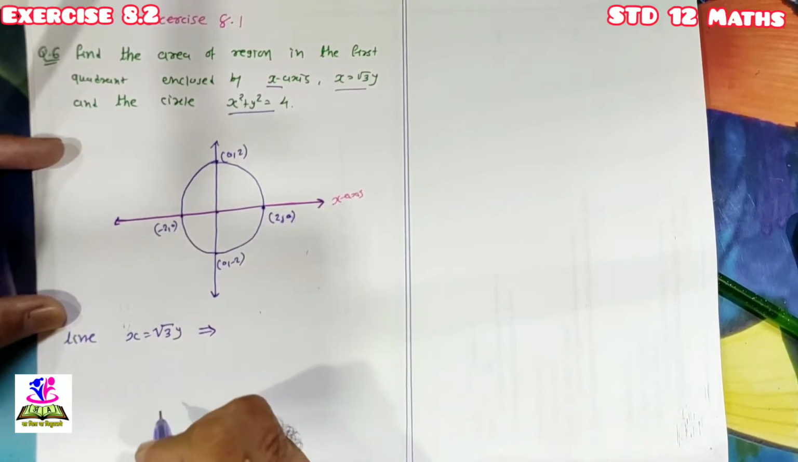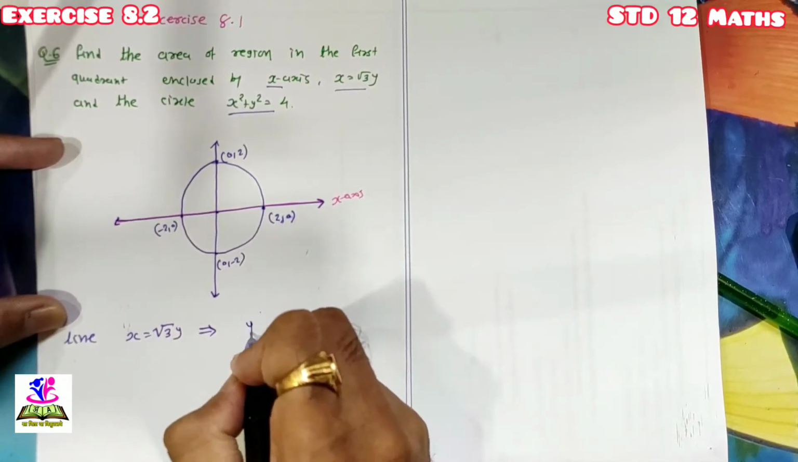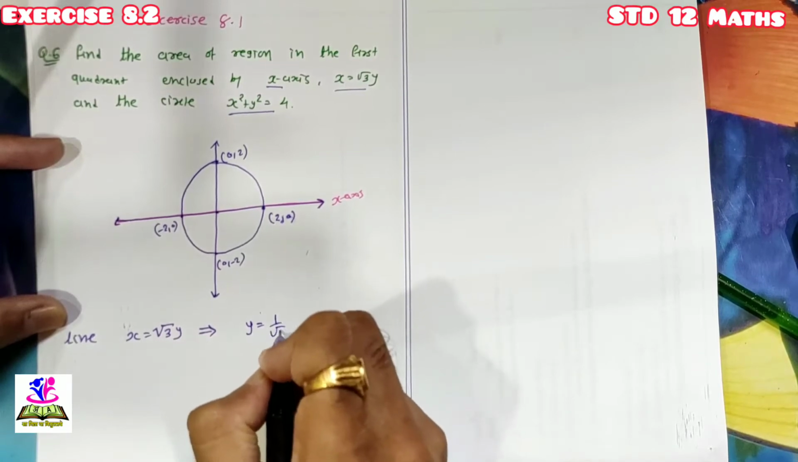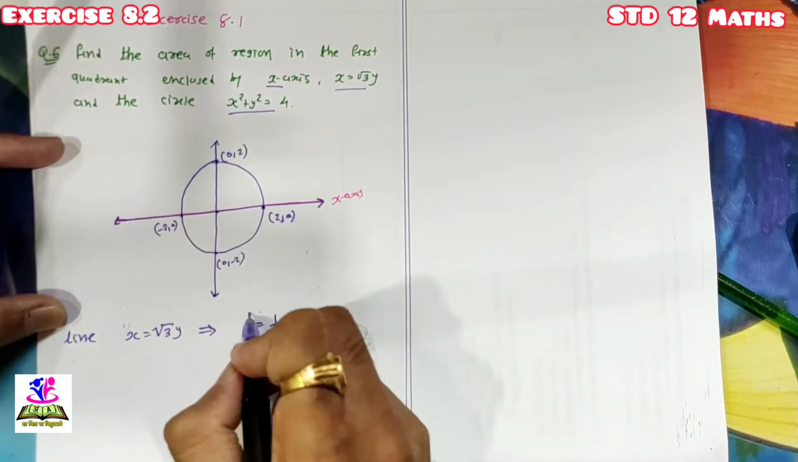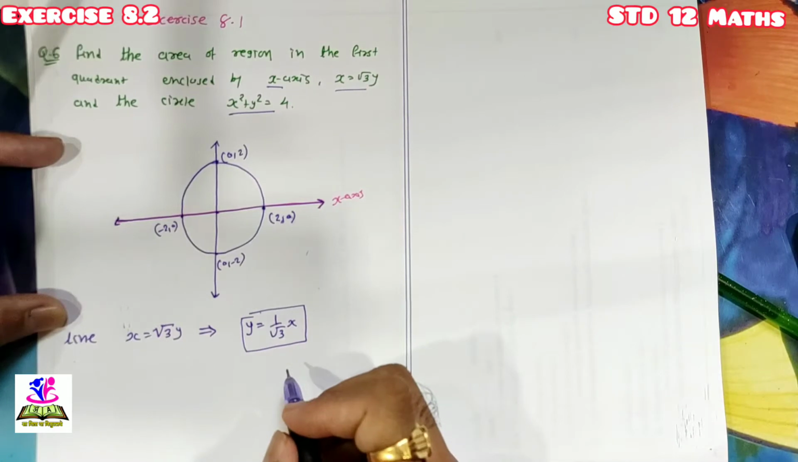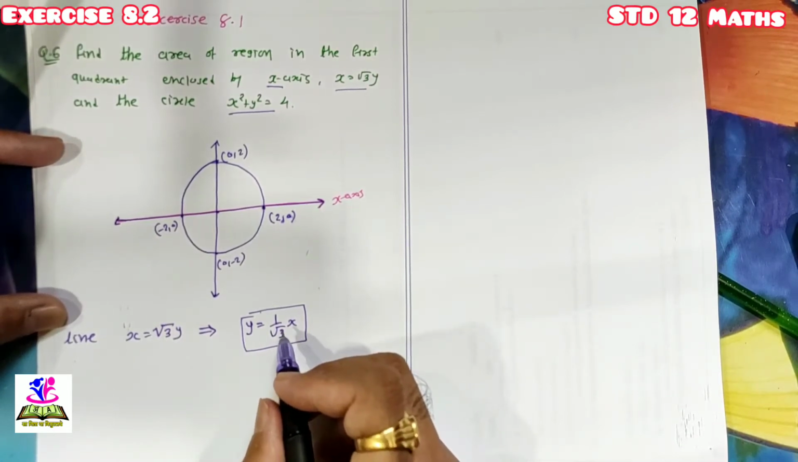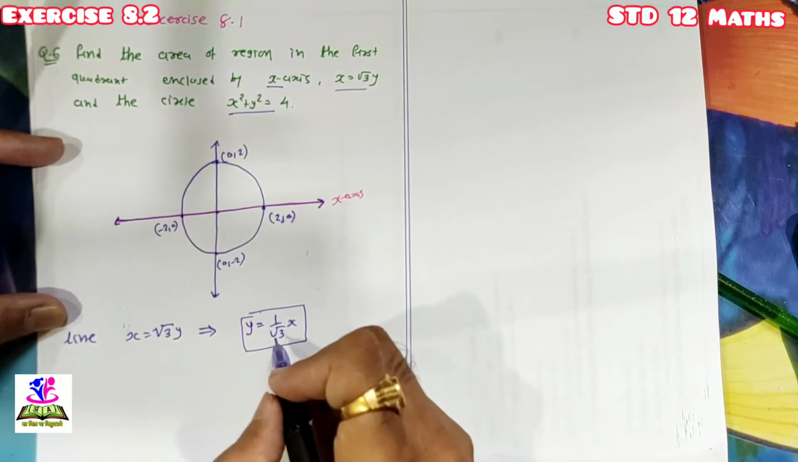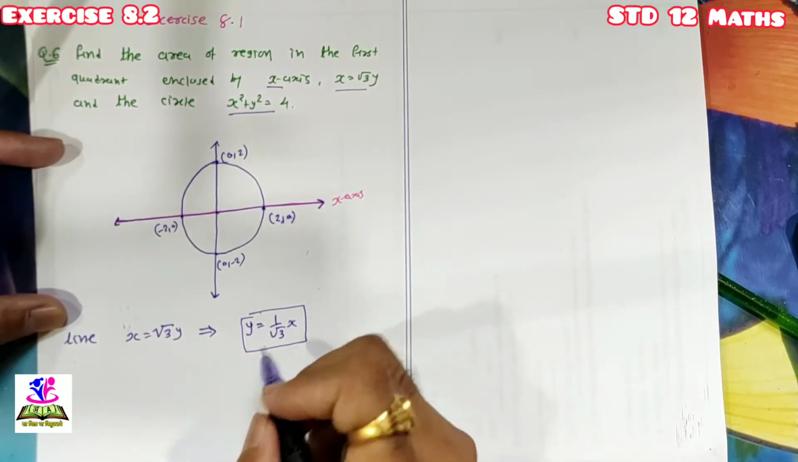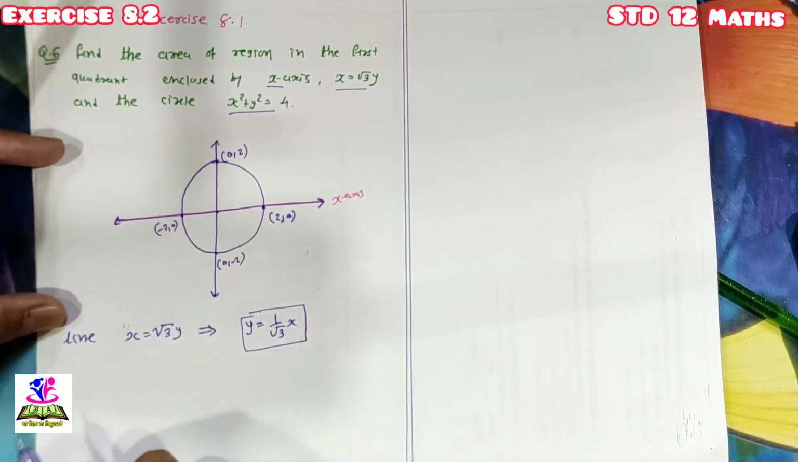So what is the y equal to mx form of the line? It is y equal to 1 upon root 3 x and c is 0. So when c is 0, line is passing through the origin and the slope of the line is tan theta equal to 1 by root 3. So it's a 30 degree. So our line is passing through the center.